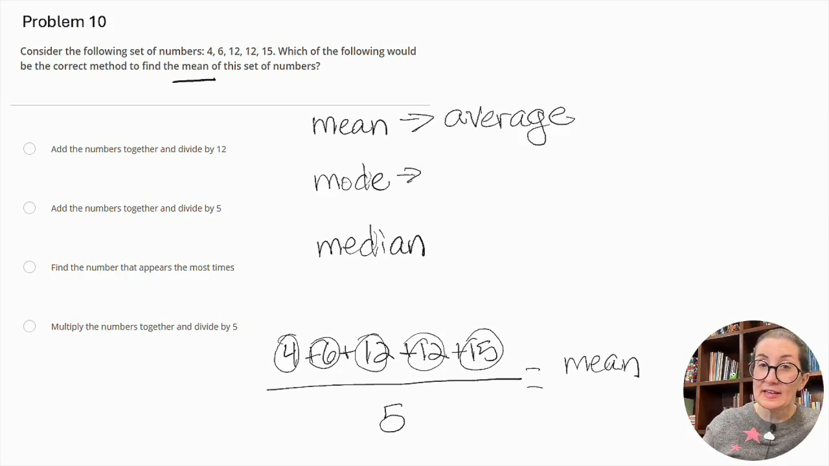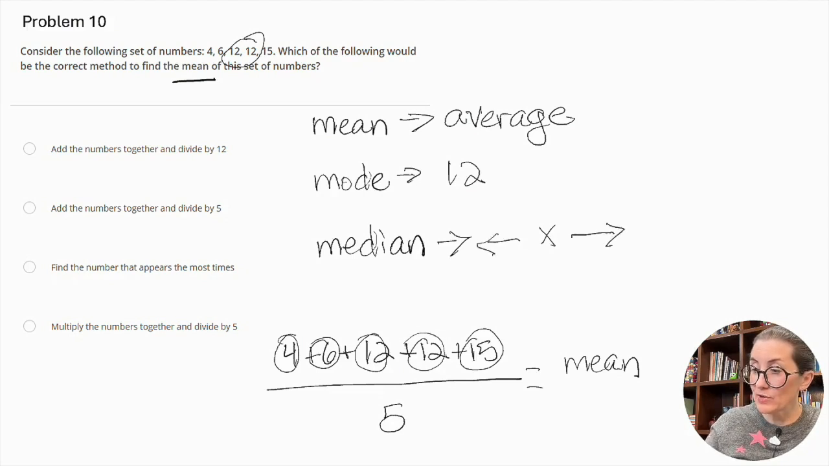Mode is the number that occurs most frequently in the data set. In this case, it's 12. And median is the number in the middle. So half the numbers are lower and half the numbers are higher. It's in the middle, median middle. So let's go through our answer choices and see which one fits with this definition.